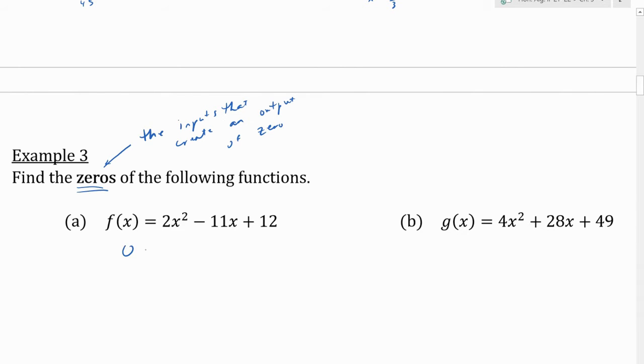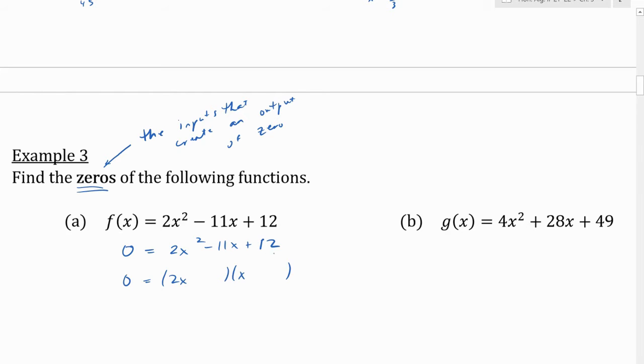So if I wanted this function to equal 0, then what I'm asking myself is what x values do I actually plug into it to make that happen? So, all right, I need the 2x squared on the front. Got to multiply to get 12 on the back.